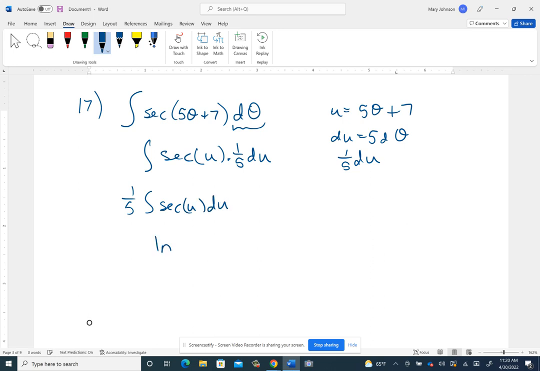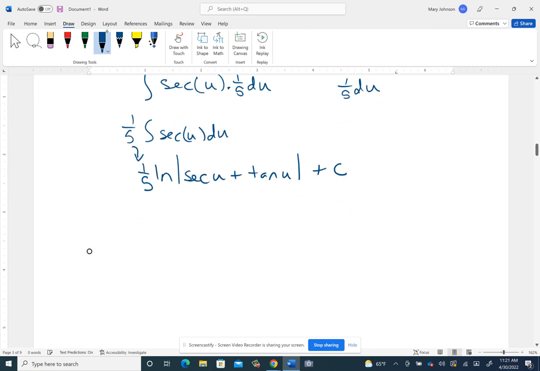And the rule is that I would get ln, the absolute value of secant u plus tangent u. I had a 1/5 out in front, and I got to remember the plus c at the end. And then I'll go back and put in that 5 theta plus 7. So this is 1/5 natural log of secant 5 theta plus 7 plus the tangent of 5 theta plus 7, and then plus c. Okay, so that's the idea on those.